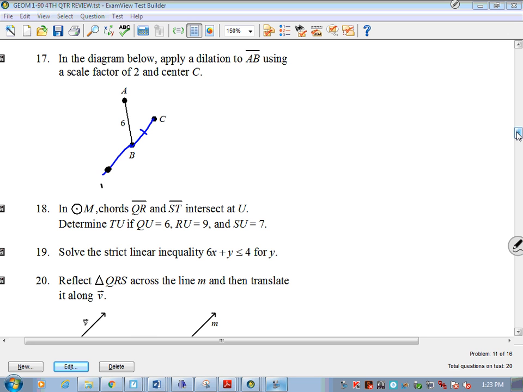And this would be B prime. We would do the same thing from C to A. Those need to be the same distance. Then you could measure if you wanted to. But ultimately, what that's going to do is force AB to be the mid-segment of a triangle, where the side opposite of AB is double the length of AB. So it's going to be 12.